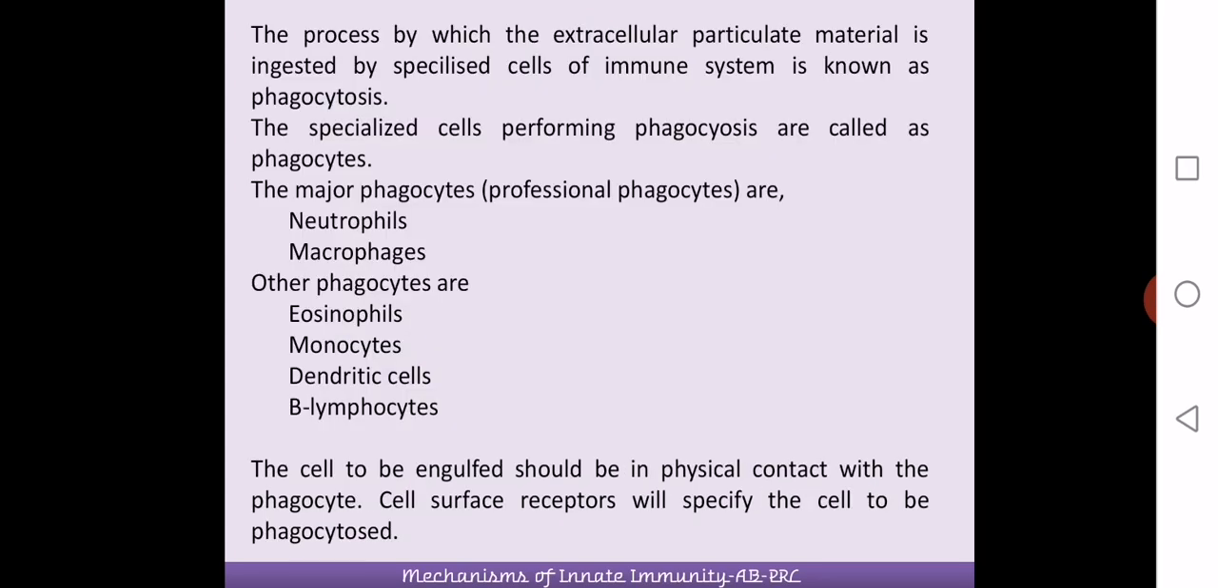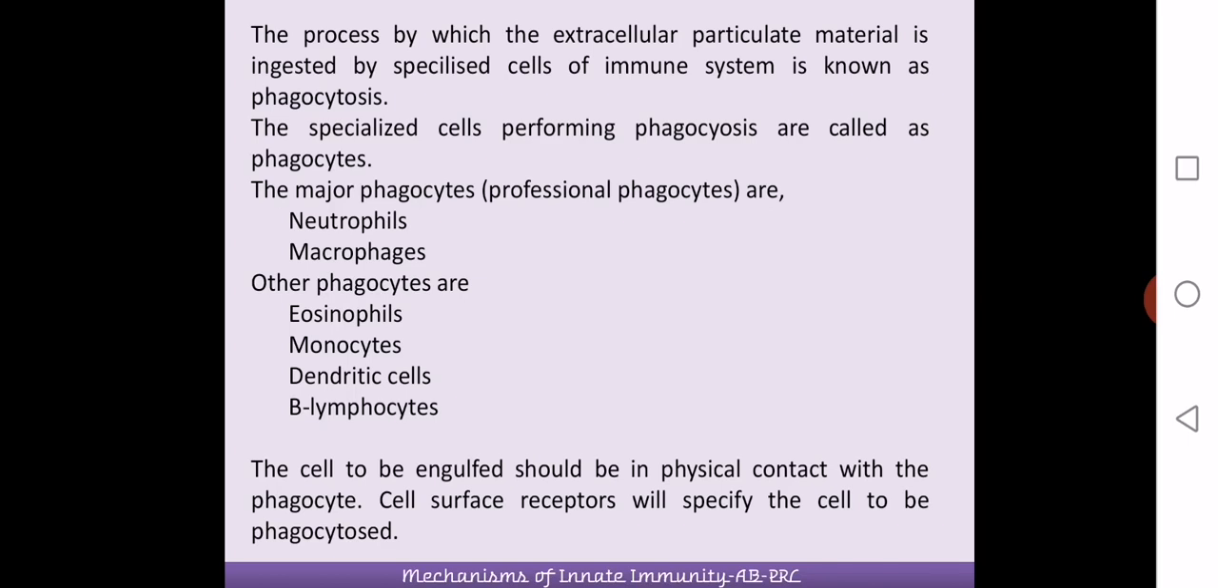All right. So this is the process by which an extracellular particulate material, that means a solid substance, is ingested by a specialized cell of the immune system, right? And after that it will be destroyed and eliminated. That process is called phagocytosis, and the cells which are specialized for performing such reactions are called phagocytes. There are two categories of phagocytes. One is the professional phagocytes, and the other one is the cells which are not specified for phagocytosis, but they can perform phagocytosis.